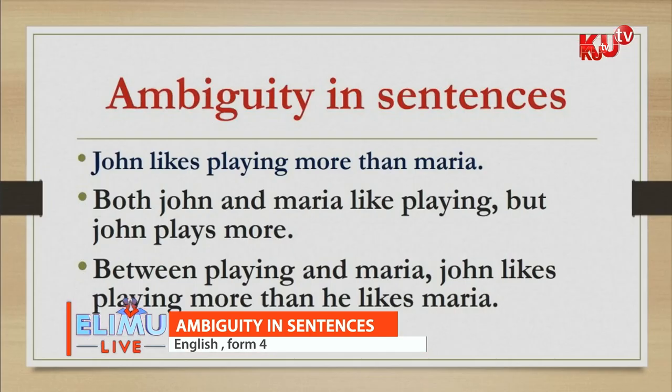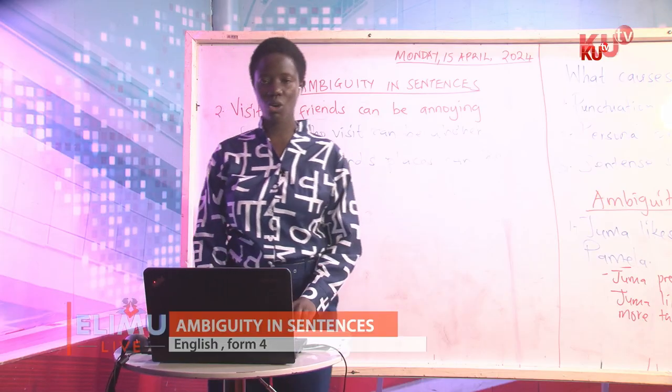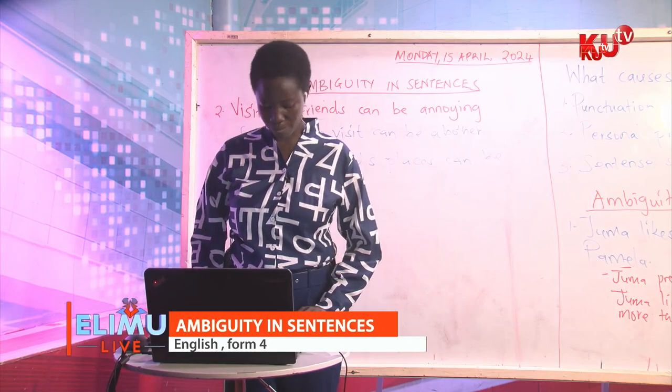Okay, our fourth sentence. The tourist saw the monkey with a telescope. So what are the two possible meanings of this statement?